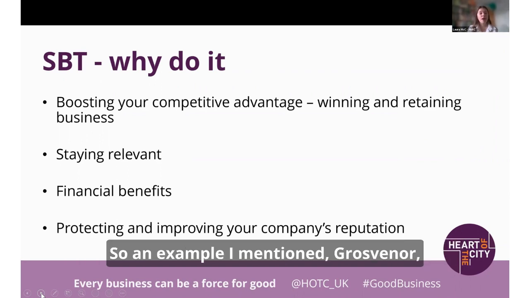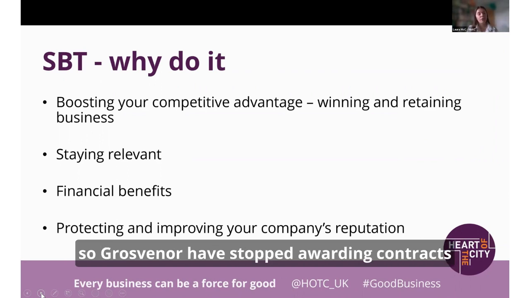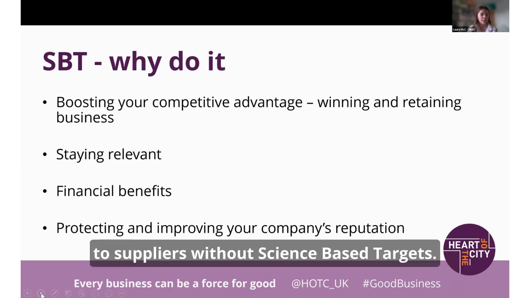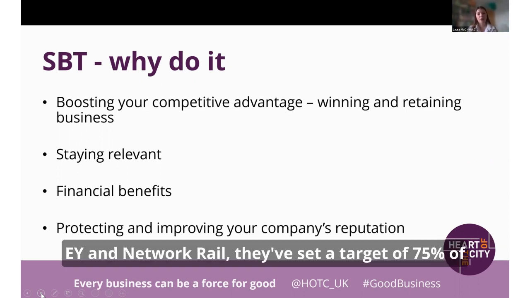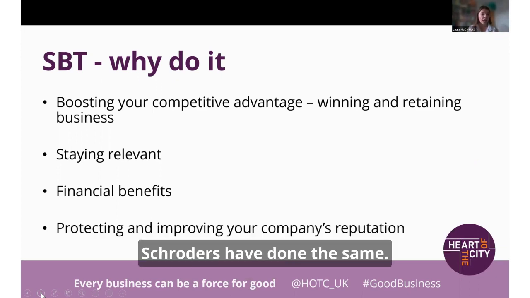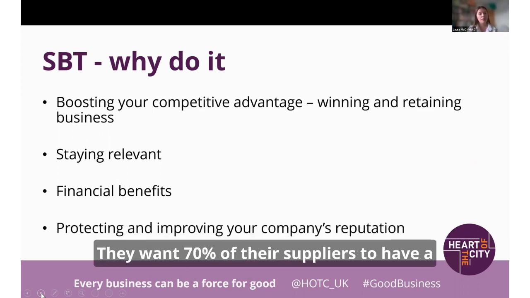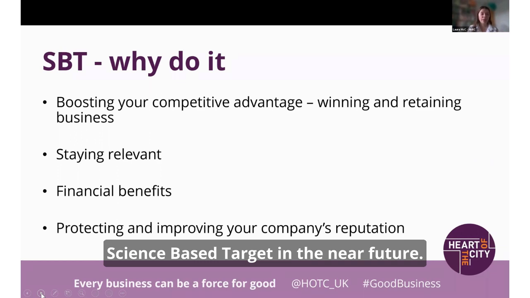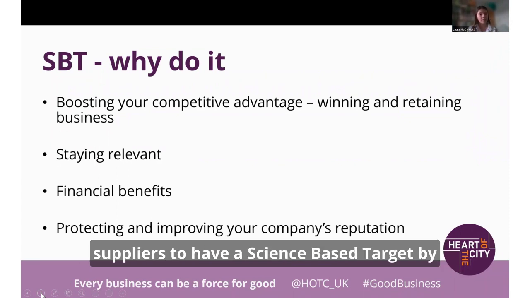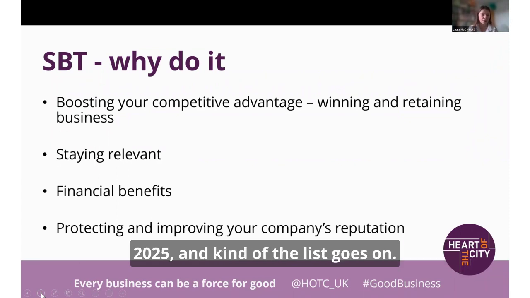An example, I mentioned Grosvenor. Grosvenor have stopped awarding contracts over £1 million to suppliers without science-based targets. EY and Network Rail have set a target for 75% of their suppliers to have a science-based target by 2025. Schroders have done the same. They want 70% of their suppliers to have a science-based target in the near future. Salesforce have a target for 60% of their suppliers to have a science-based target by 2025.